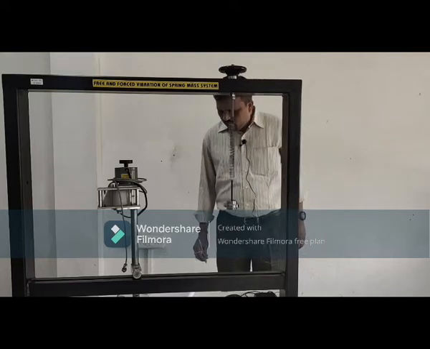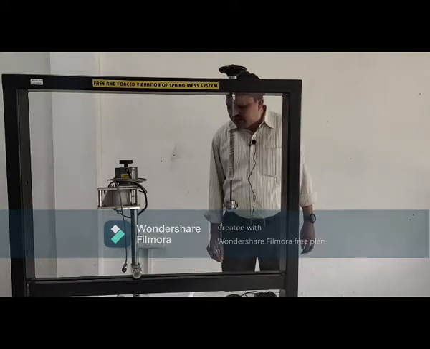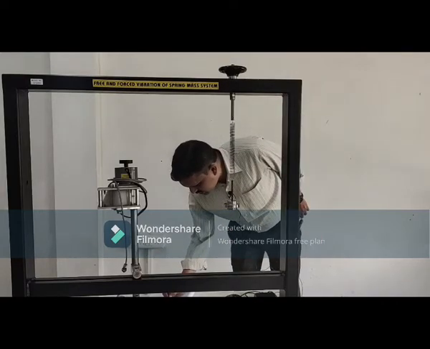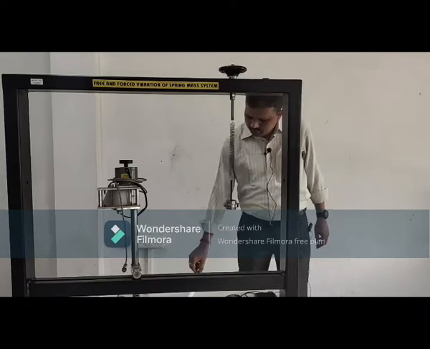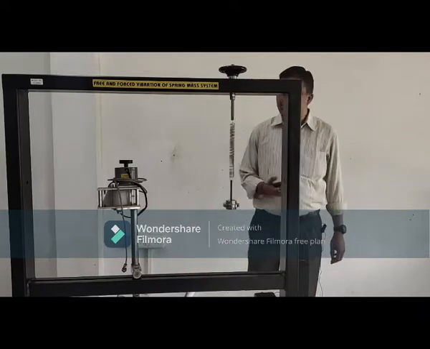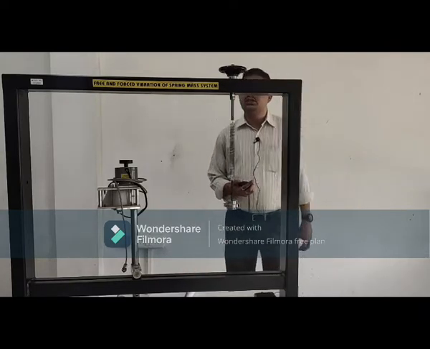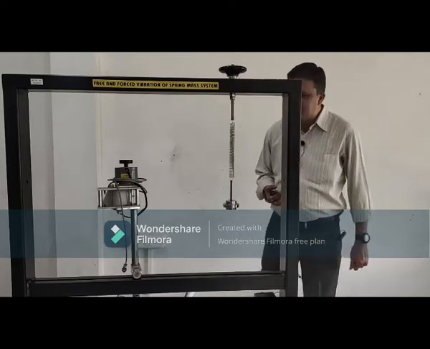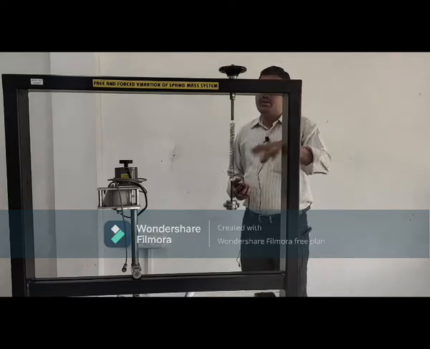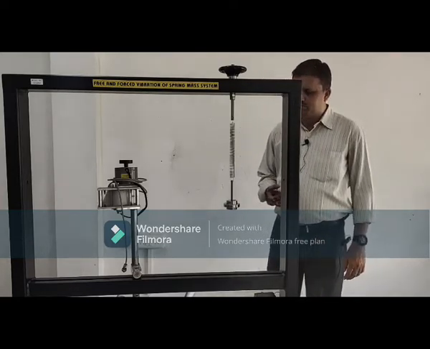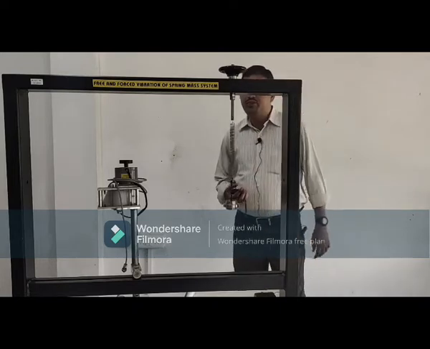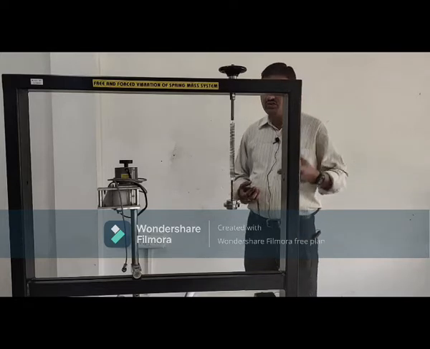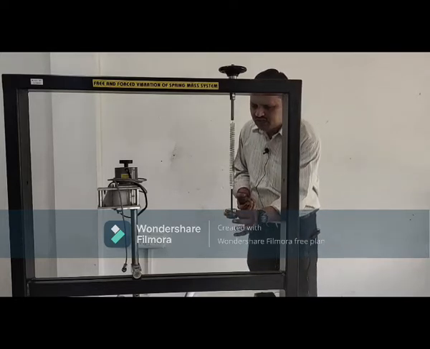Now we can calculate the corresponding static deflection, that is L2 minus L1 for this mass. Also, we need to take the time for 20 oscillations. Let us set up the free vibrations in this system again, and then for the ongoing vibrations, we need to take how much time it takes for 20 oscillations. Give some initial displacement again.